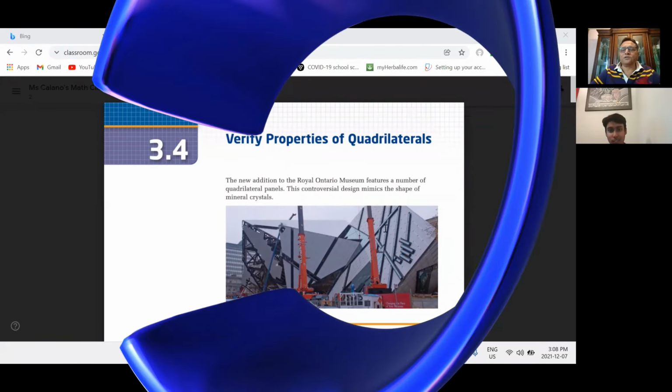Correct. That's perfect. So let's begin with the quadrilaterals. If you want, you can share your book and I'll explain what you're going to learn in this chapter and how to attempt these questions. Okay, sir. I'm just gonna start sharing my screen. Verify properties of quadrilaterals.